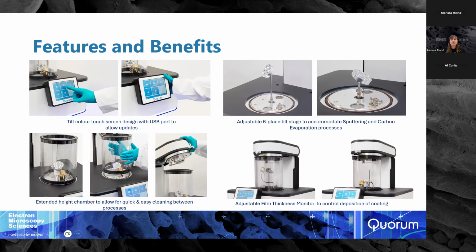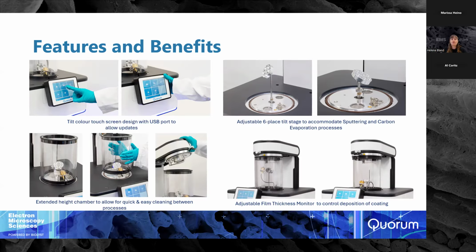All of the stages for our TurboQ are rotation stages, because rotation is very important when we want uniform coating. As standard, it comes with a tilt stage, so that allows you to do flat samples as well as slightly more complex 3D samples. It then has an extended height chamber, which is great for easy cleaning, so you can easily remove that chamber. And it also allows for carbon evaporation and sputtering processes.